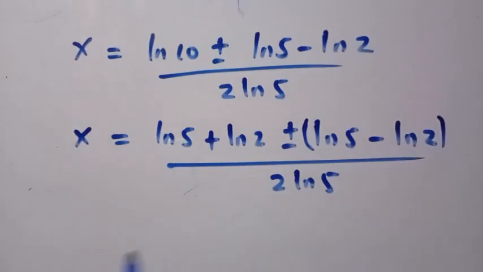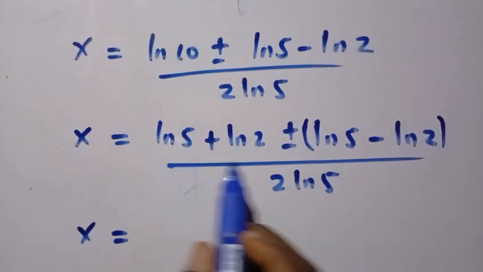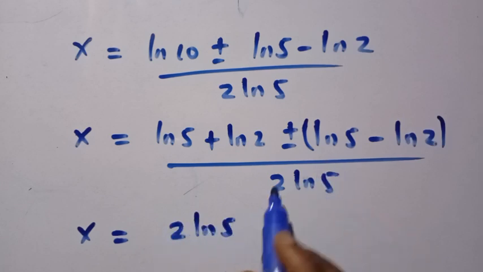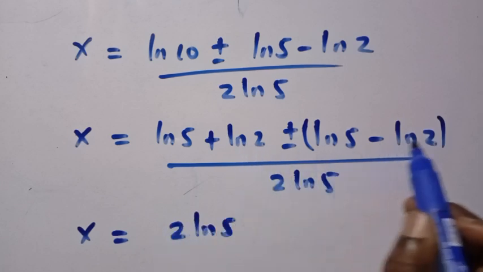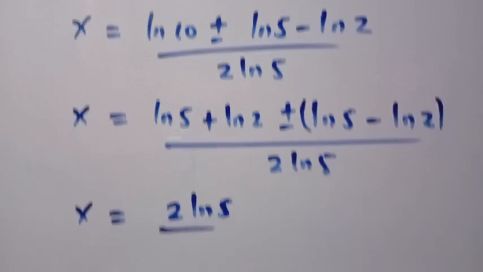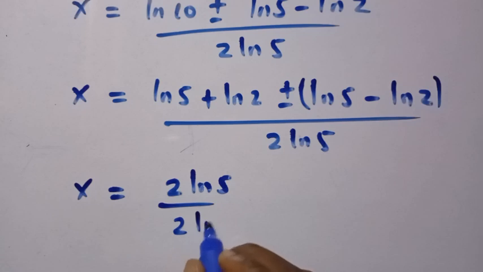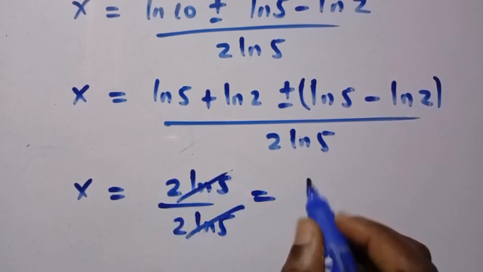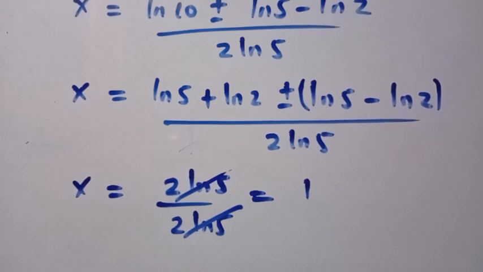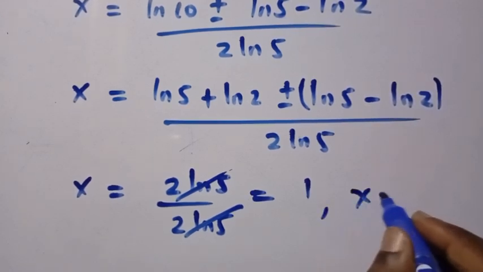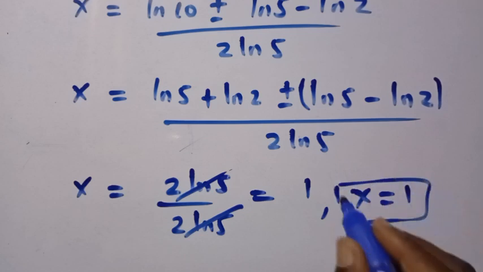If you consider plus first, for the positive part of this, we have ln 5 plus ln 5. That gives us 2 ln 5. And ln 2 minus ln 2, that is 0. Then divided by 2 ln 5. When these two cancel each other, we are going to have 1. So this shows that x equals 1 is one of the solutions that we got above. So in a proper way, we have x equals 1.